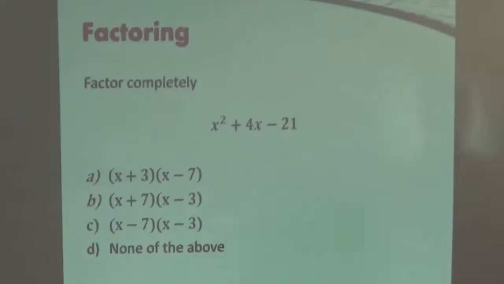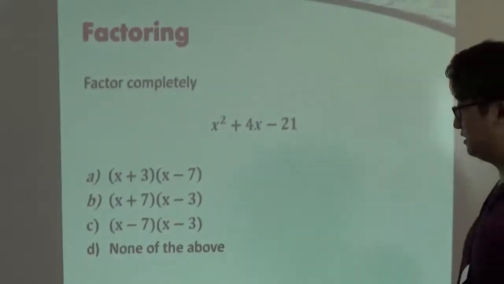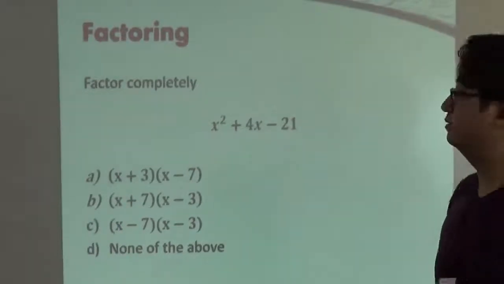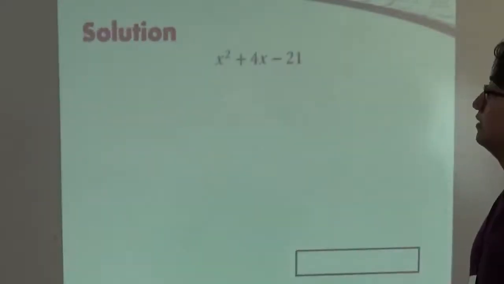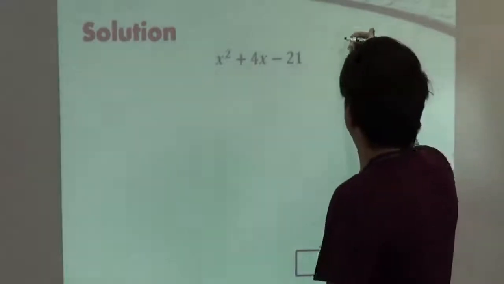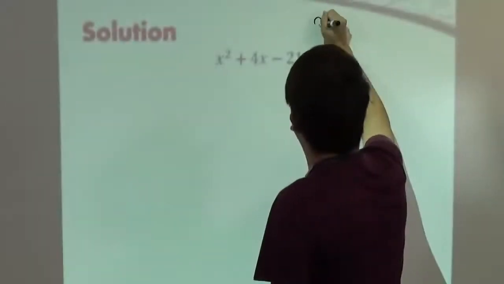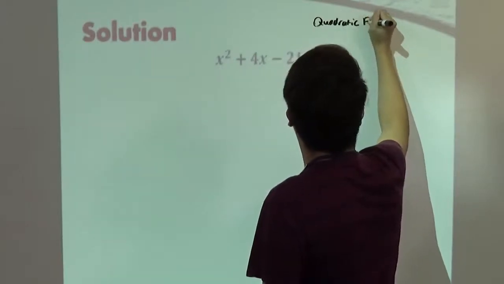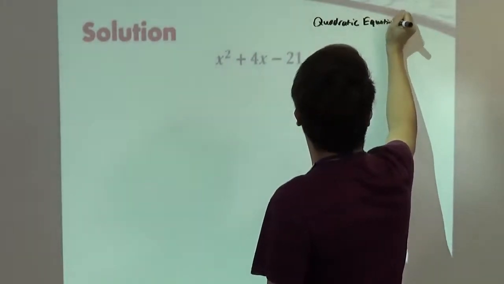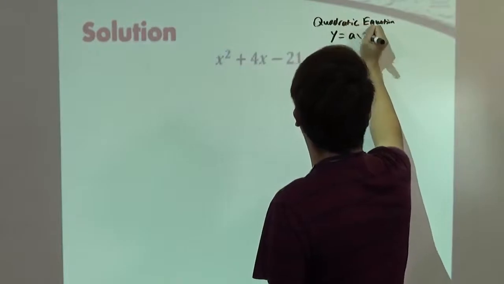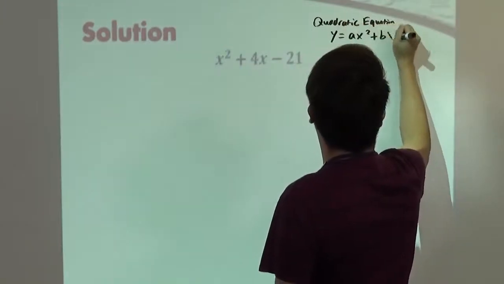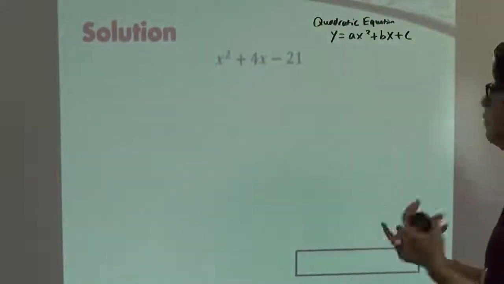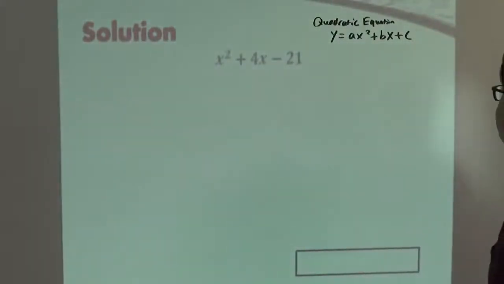Alright, so now factoring. This time we're still factoring, but we're given what is called a quadratic equation. Before we start factoring, let's see what a quadratic equation is. Let's write our quadratic equation. The most standard form you'll see it in is y equals ax squared plus bx plus c, which looks like this.